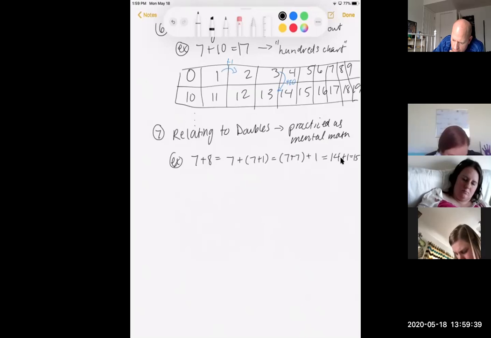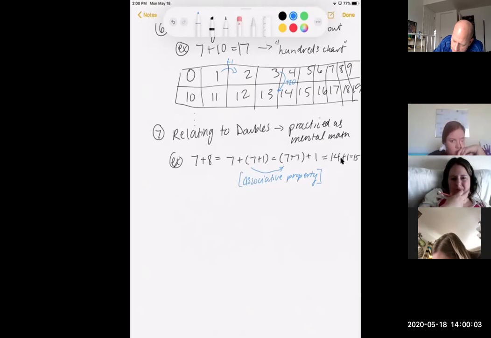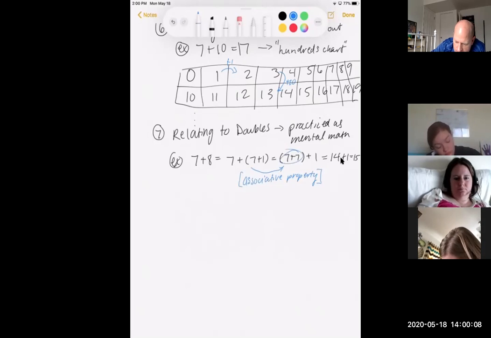Going from this step to this step is using the associative property. We talked about that a little bit, where if you have 3 numbers to add together, it doesn't matter which way they add together. You can add the second and third, or the first and second. This double, we know, we practiced it as a class, 7 and 7 is 14, but then you have that 1 more added on. And that's how you can learn this fact, 7 plus 8.